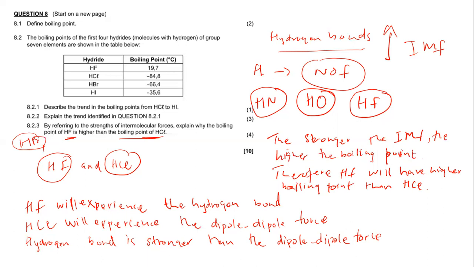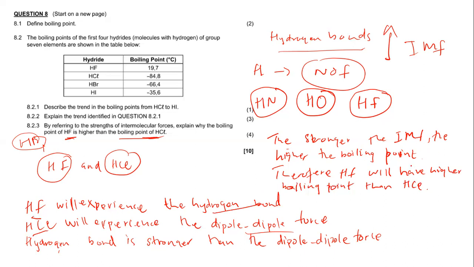I told you it does not matter how you answer this. What matters is, do you have the key words? That's what we want. So now here's the thing. You said HF will have hydrogen bond. That's the first thing. The second thing, HCl will have the dipole-dipole force. That's the second thing. The third thing, now you compare the two intermolecular forces. Hydrogen bond is stronger than the dipole-dipole force. That's the third thing.